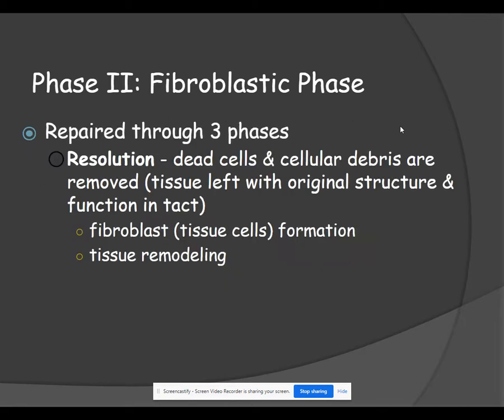There are 3 phases within this one phase. Resolution is when the dead cells and cellular debris are removed, and the tissue is left with the original structure and the function is intact. Think about when you have a scab: once the scab falls off, your new skin is laid down just like before. This is basically the process of that. And during this process, you might also have some redness or inflammation.